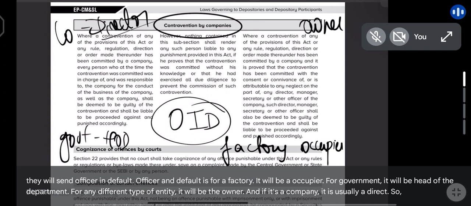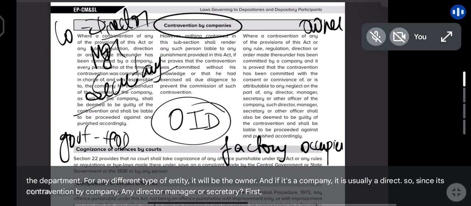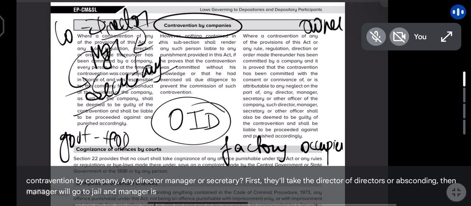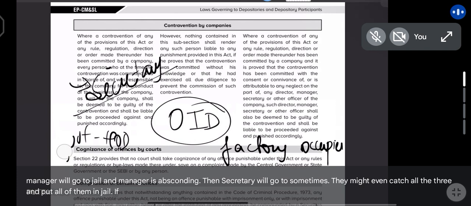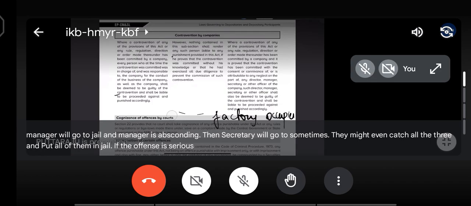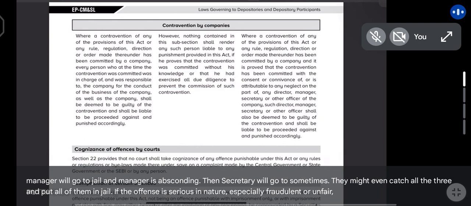So since it is contravention by a company, any director, manager, or secretary. First, they'll take the director. If directors are absconding, then the manager will go to jail. If the manager is absconding, then the secretary will go to jail. Sometimes they might even catch all the three and put all of them in jail if the offense is serious in nature, especially fraudulent or unfair trade practices.